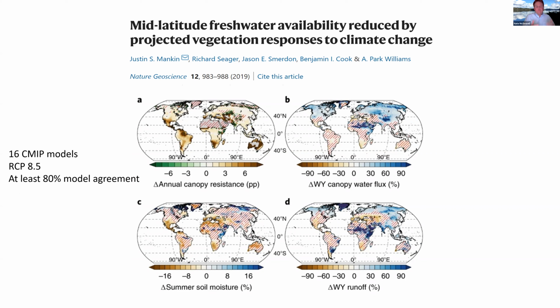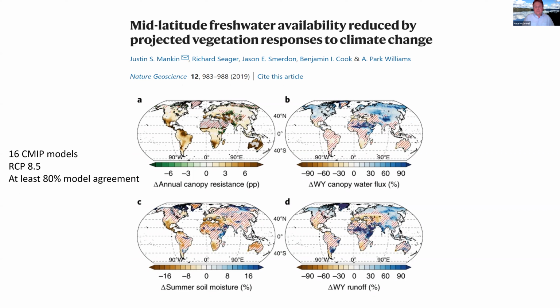And what we find in panel A is that in most regions, we have an increase in canopy resistance, meaning a decrease in stomatal conductance. All else equal, those are fairly analogous. Panel B shows the change in canopy water flux. By the way, the red stippled areas were non-significant. All other areas had significant results with at least 80% model agreement.